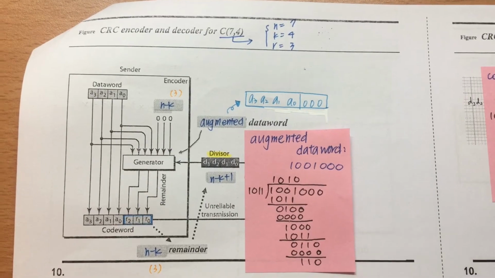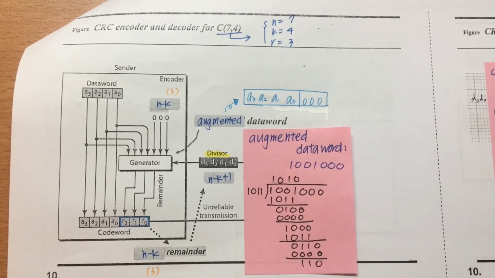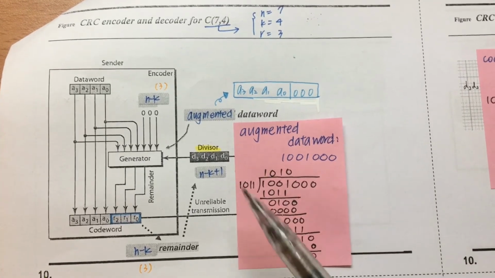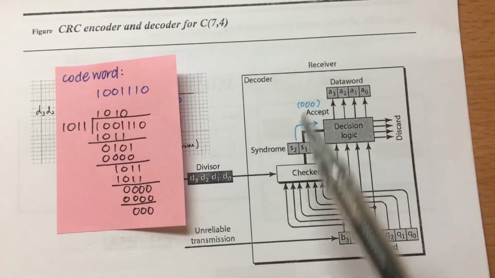The method can be used in the encoder and decoder. Let's look at the handout. In the encoder, the generator uses this method. In the decoder, the checker uses this method. We take the same example.